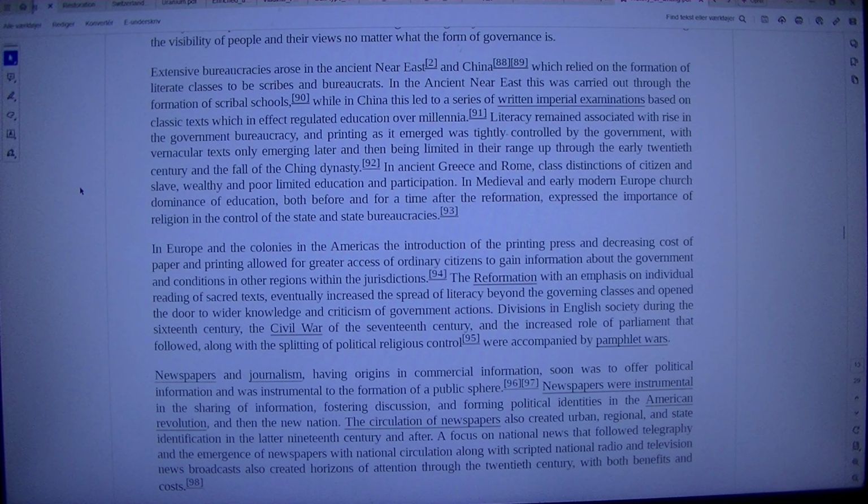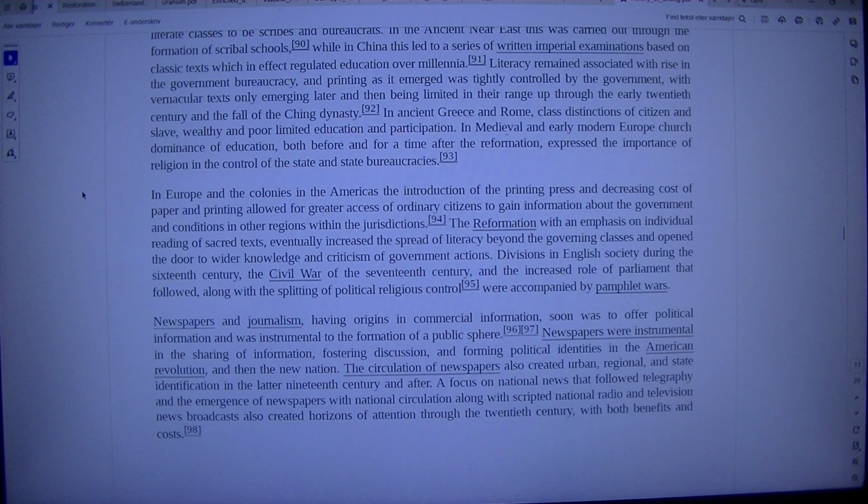93. In Europe and the colonies in the Americas, the introduction of the printing press and decreasing cost of paper and printing allowed for greater access of ordinary citizens to gain information about the government and conditions in other regions within the jurisdictions. 94. The Reformation, with an emphasis on individual reading of sacred texts, eventually increased the spread of literacy beyond the governing classes and opened its door to wider knowledge and criticism of government actions.